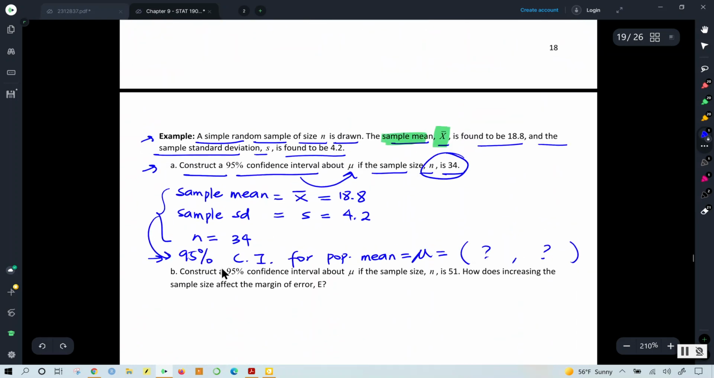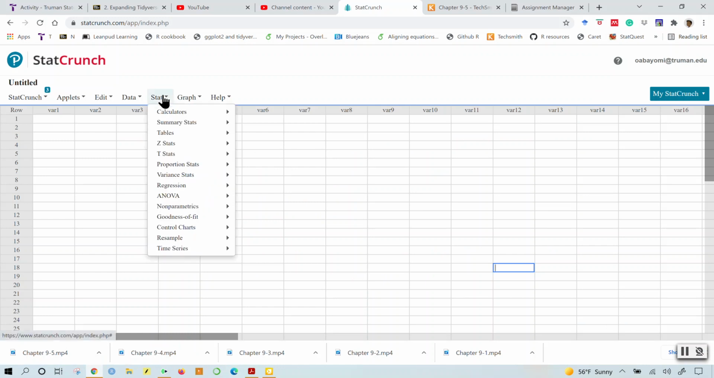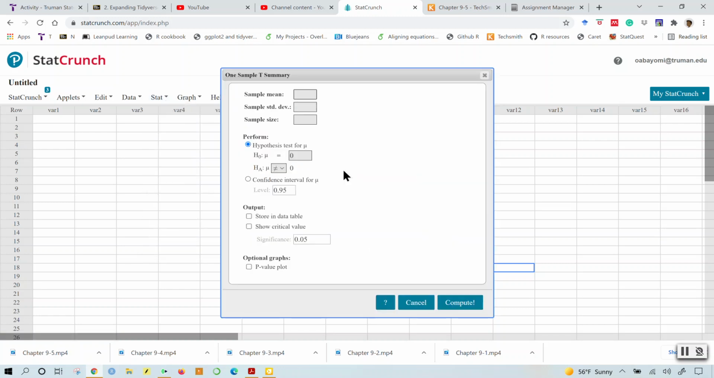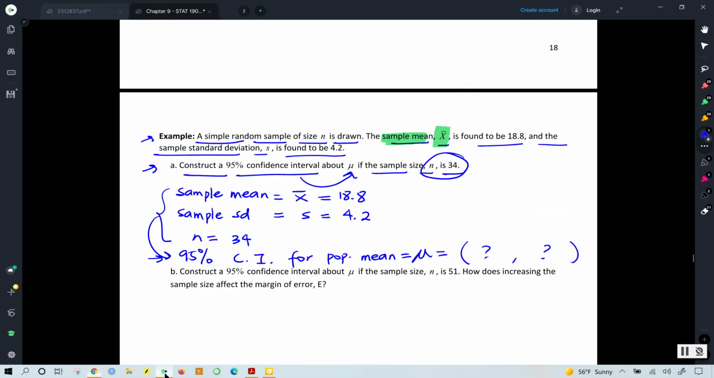That is the 95% confidence interval for the population mean using StatCrunch would be done as follows. Go to Stats. This time, you're working with a T interval, so you want T statistics for one sample, and you want to go to with summary. So with summary, you want to key in the sample mean. The sample mean in this problem is 18.8. The sample standard deviation is 4.2, and the sample size is 34. So 18.8, 4.2, and 34.